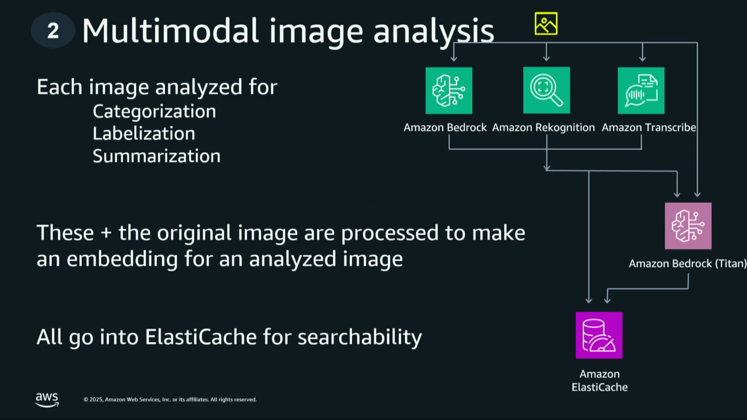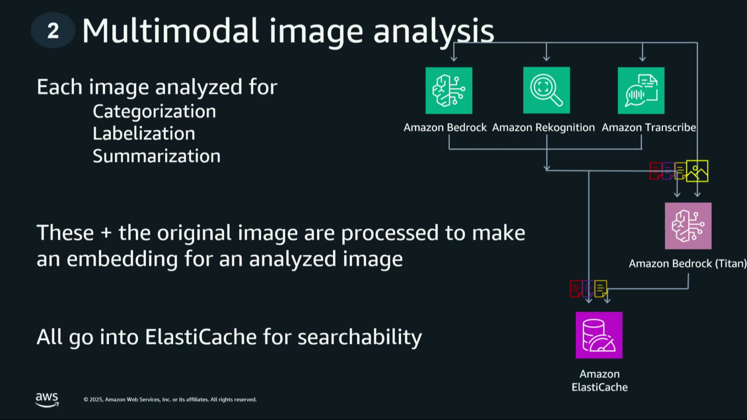Now, the multimodal analysis is going to work by taking our image and running it through several analysis models. We're going to use categorization, labelization, and summarization, and we're going to take the output of all of these. That's basically text, right? We're taking text, and we're taking the image.